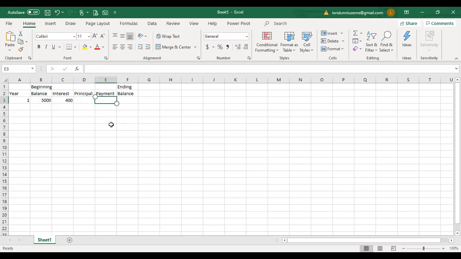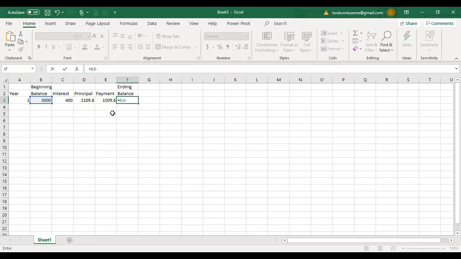Now, since my payment is fixed, 1509.60, I'm putting that in there. So how much of this payment is applied to the principal? Well, the payment is in E3. I'm going to subtract the part that first goes towards interest, C3. So my principal will decrease by 1109.60.